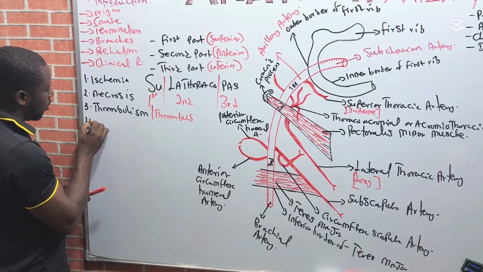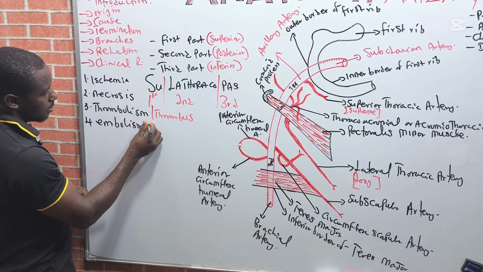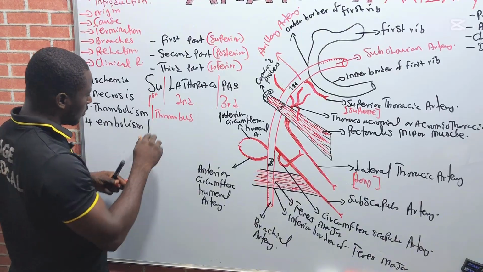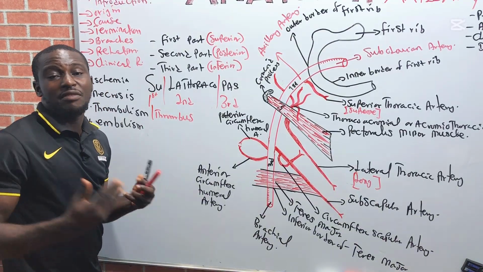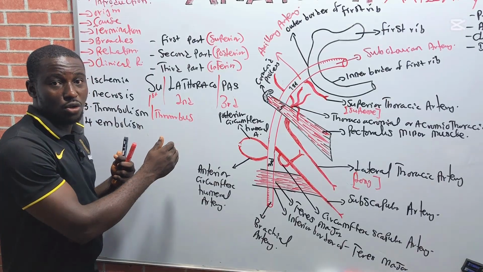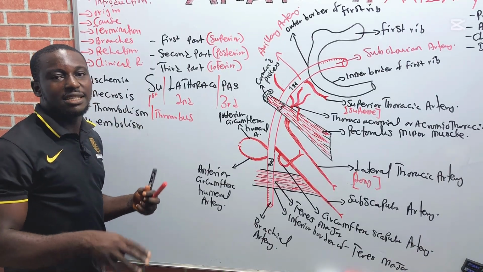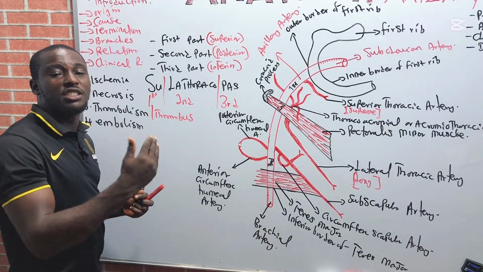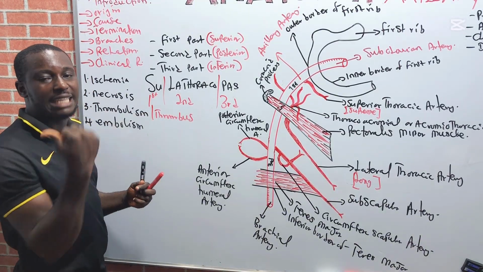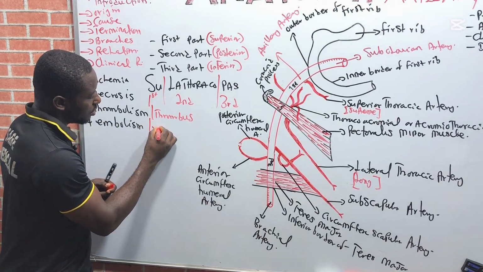Number four, we have embolism. Embolism could be implicated whereby those intravascular blood clots will dislodge from their initial site to a new site. That is what we call embolism. Once it dislodges from that initial site to another site, it becomes an embolus, right? So it is an embolus.